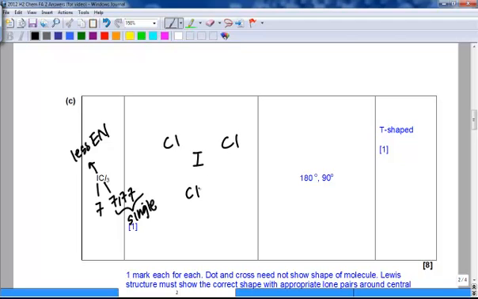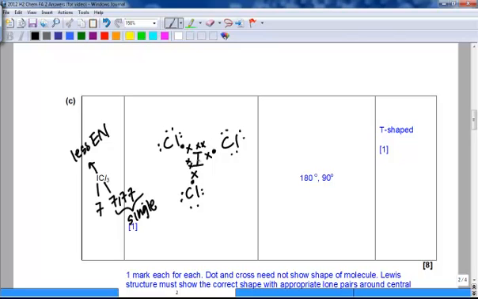In this case, single bond, the other side also single bond. Then on iodine, I used up 3 electrons, so I'm left with 4. So place it in 2 lone pairs: 1 lone pair, and 2 lone pair.